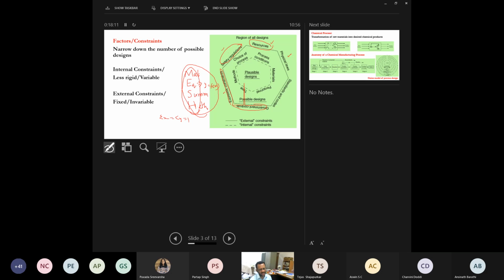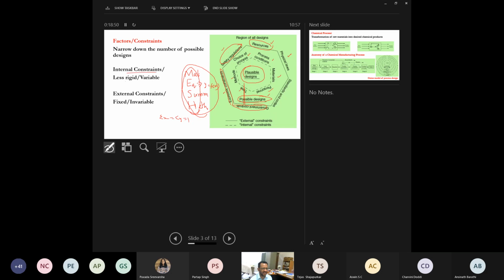After filtering out the listed design ideas using these external constraints, you will get the possible designs. Once we have these possible designs, then we have to find the best design using the internal constraints. Here for internal constraints, we have 6 things: choice of process, conditions, materials, personnel, time, and methods. So these are all called internal constraints.